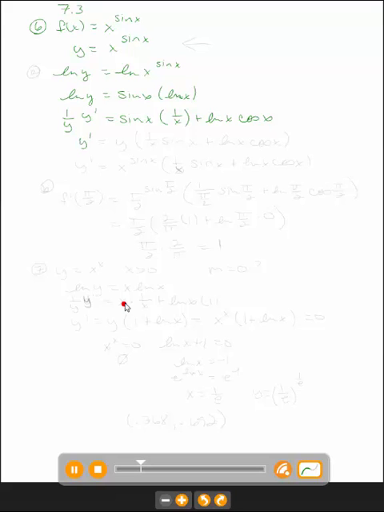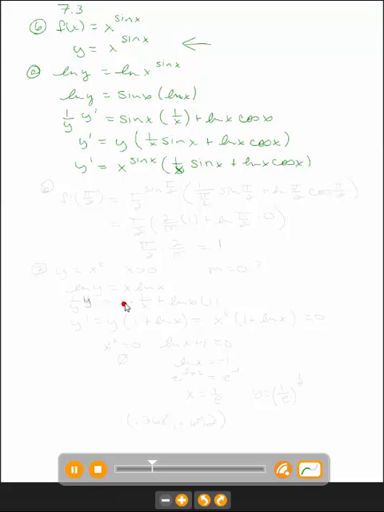I need to get y prime by itself, because that was the question, to find the derivative, and this was part A. So the 1 over y is going to appear on this side as a y. And then the only thing left to do is replace the y by what it was equal to. Right up here at the beginning we said y is equal to x to the sine of x. So y prime is going to be x to the sine of x times 1 over x sine of x plus the natural log of x, the cosine of x.